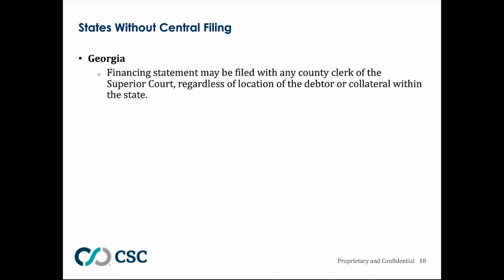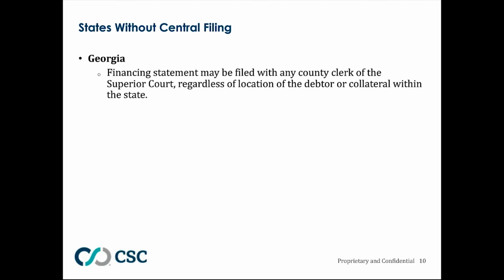the clerk of the Superior Court of any county within the state, regardless of where the debtor or the collateral are located. Georgia simply doesn't have a central filing office, so you file all of these with the clerk at the county. However, the county clerks are all linked together in a central index. The Georgia Superior Court Clerks Cooperative Authority runs the index, and so they can all be searched centrally. Therefore, you have to file at the county, but a search that's conducted in Georgia will search all counties in one shot and identify the security interests wherever they're located.